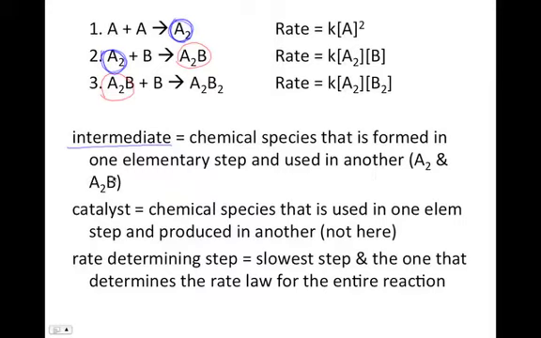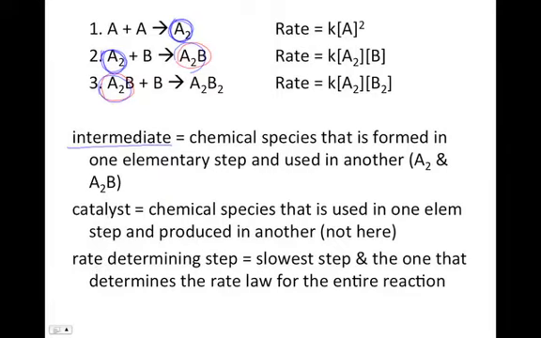And I should not have, A2B is also produced and then used. The opposite of an intermediate would be something that is first used in one step and then produced in another step. And that's what a catalyst is. I actually don't have an example of a catalyst up in here, but I think I have some in the example problems that I do later.